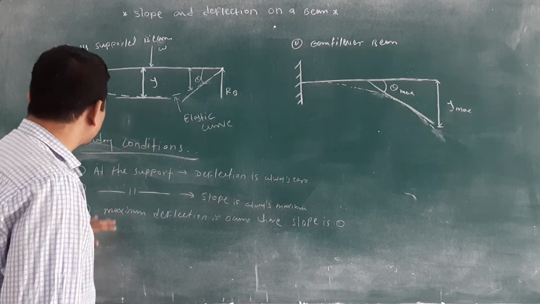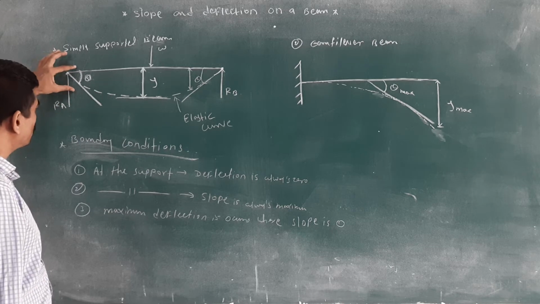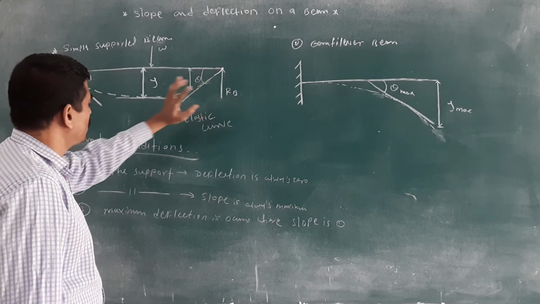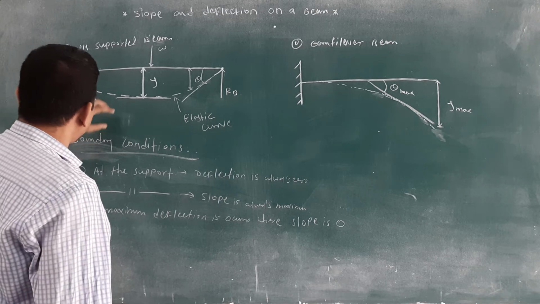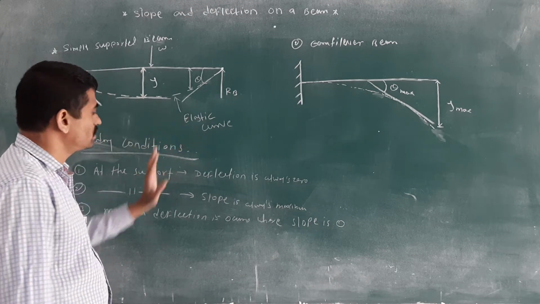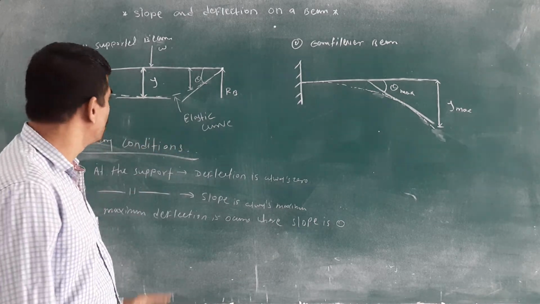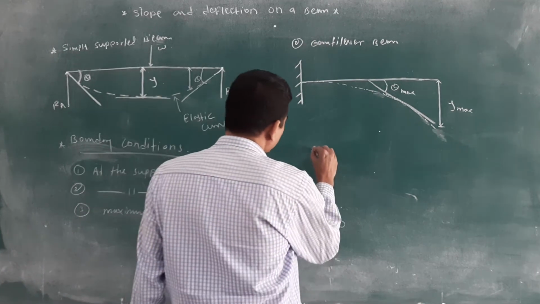You have to remember these three boundary conditions. I will repeat that. At the support, deflection is always 0. At the support, slope is always maximum, and maximum deflection occurs where slope is 0. These are the three boundary conditions for the simply supported beam.